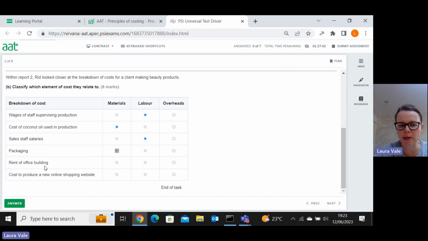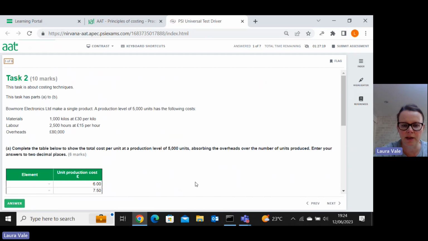Rent of the office building. Now, although the office building has obviously got physical substance, we're talking about the payment of the rent for it. So that's going to be an overhead. And the cost to produce a new online shopping website, again, it's a development cost. So again, that is going to be an overhead. Click on the answer button.